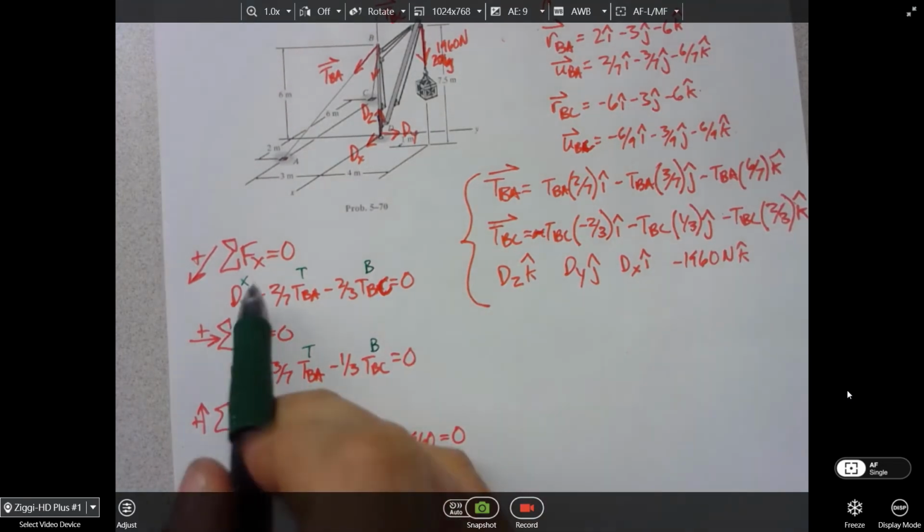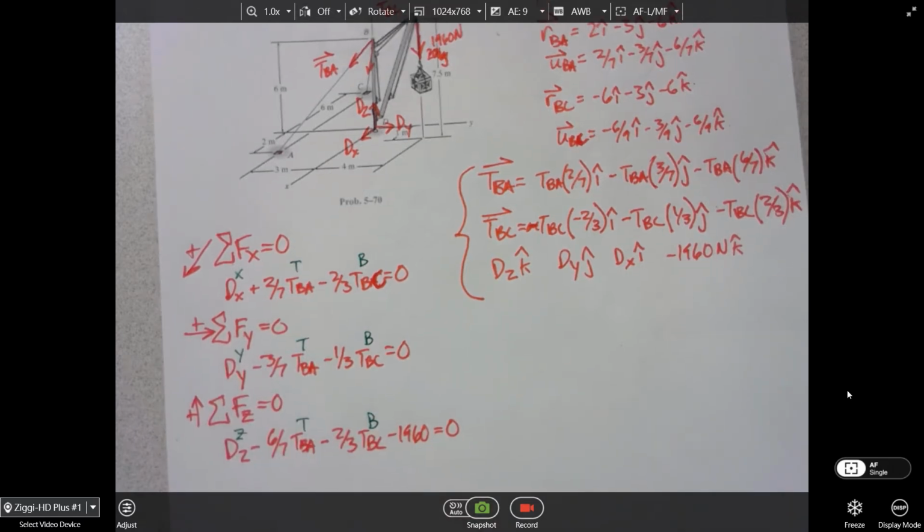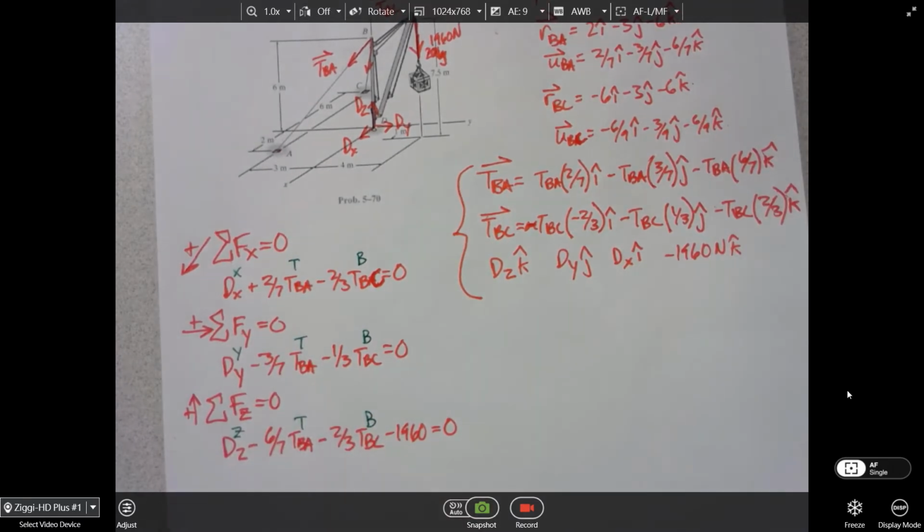Right? So it looks like I have 1, 2, 3, 4, 5 unknowns and only 3 equations. So I've got to write some more.